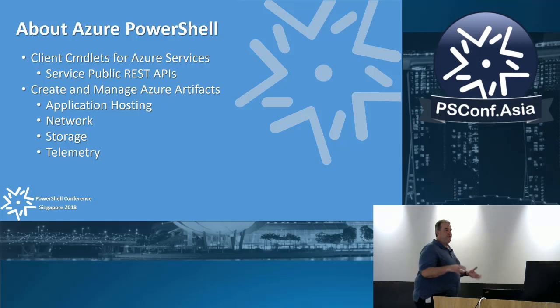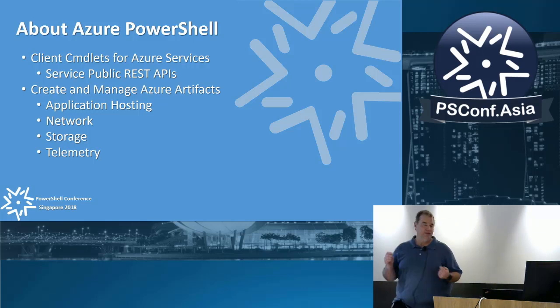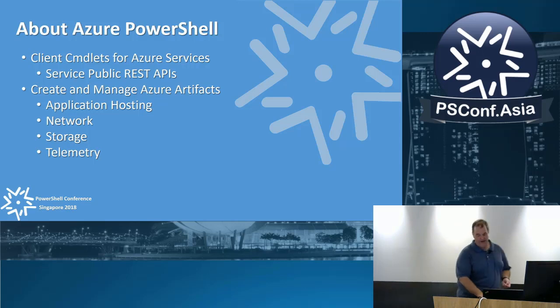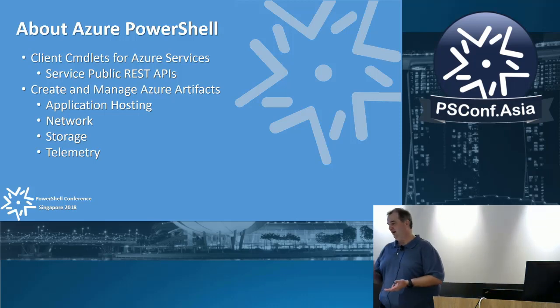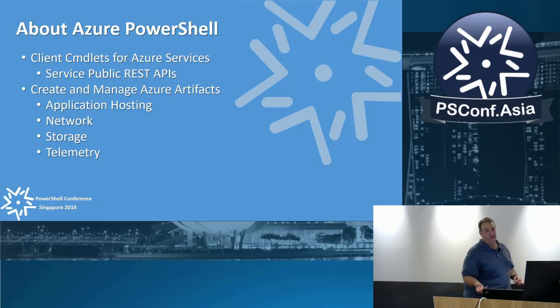This will be important when we start talking about commandlet implementation, because we have formal specs of these REST APIs called Open API specs or Swagger specs that go into actually how the actual implementation occurs. So we'll talk about that. And what I mean by creating and managing Azure artifacts are things like VM, storage, telemetry. Basically, we allow you to create, remove, update, track everything that you have going in Azure.